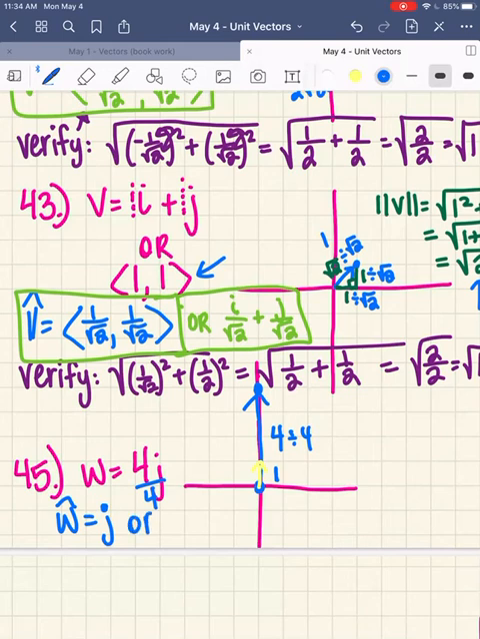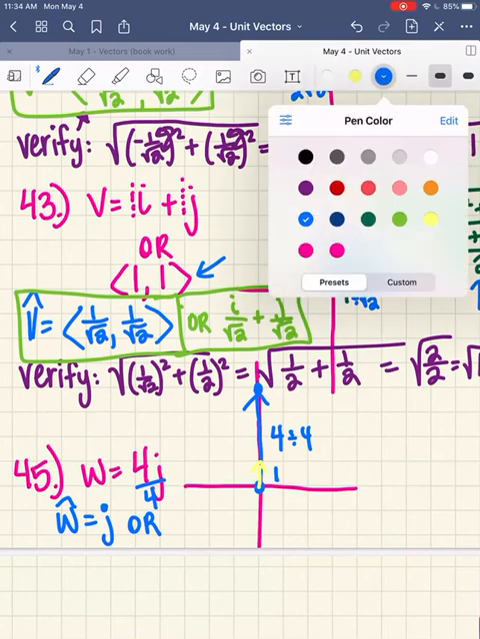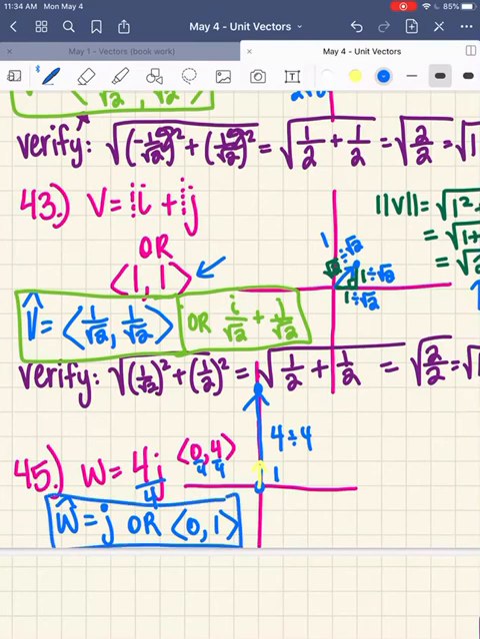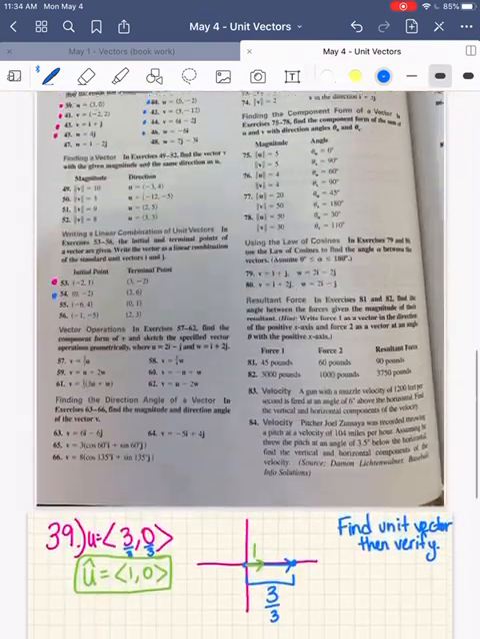Okay, what's another way we could write this? In component form, 4J could have been written as I had nothing, there was no I, and then the J would be 4. Okay, then you could divide each of these by 4. And so another way to write this would be 0, 1. These two things mean the same thing, J and 0, 1. Okay? We don't need to verify that because you can literally see it in the picture. It's 1 unit long.